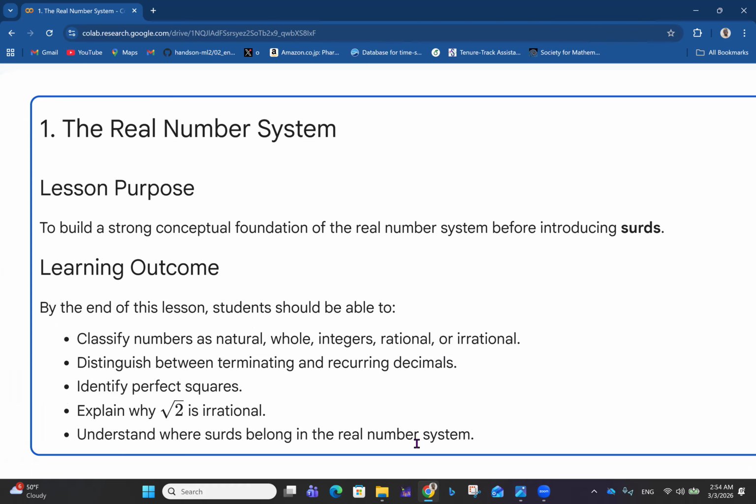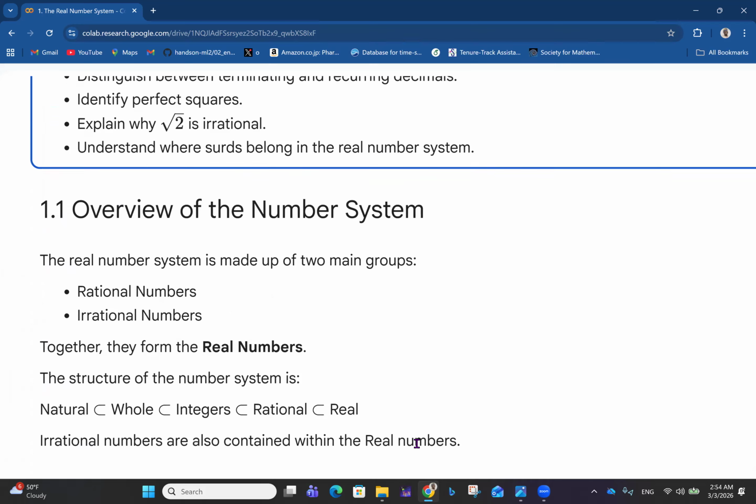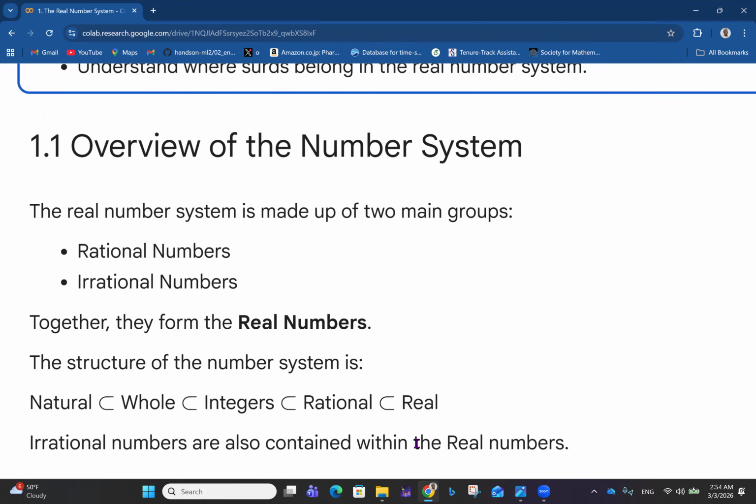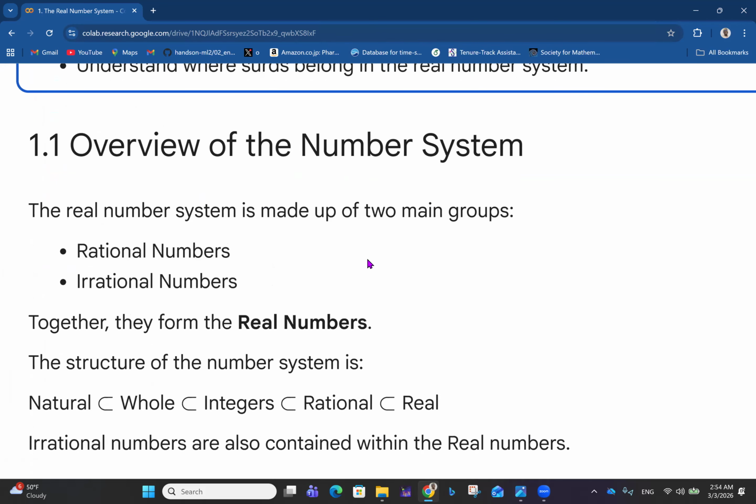So that's the purpose of this first video, which is a kind of introduction to a foundation we have to lay before we begin to talk about surds. First off, we talk about an overview of the number system. The real number system is made up of two main groups. We have rational numbers and irrational numbers. Of course, if we want to look at it on a bigger level, I'll talk through this and then I'll give an overview on the worksheet.